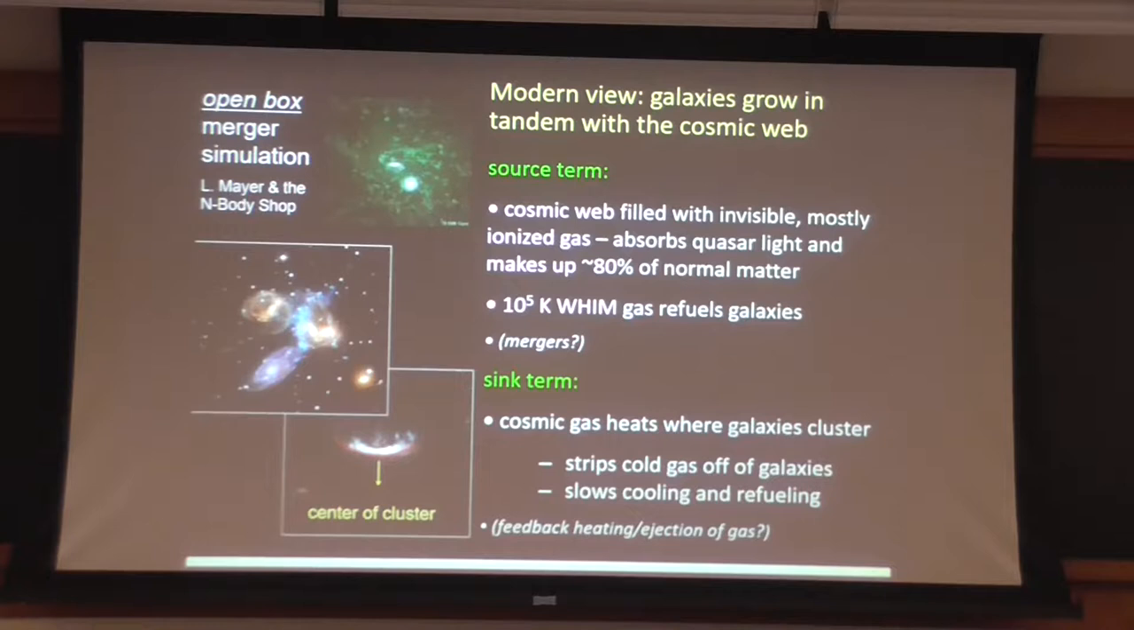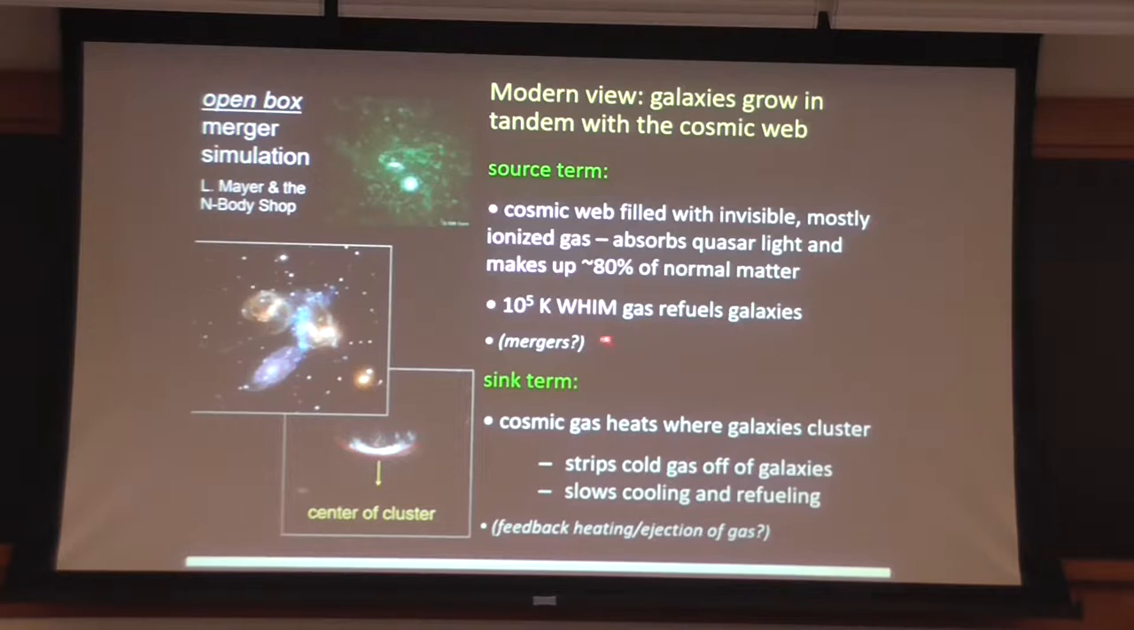So in that picture, there's the source term, which you just witnessed in the simulation: the cosmic web is filled with invisible, mostly ionized gas, which we do know is there. It absorbs quasar light and makes up 80% of normal matter, we think. But it's basically invisible, and it's 10^5 Kelvin WHIM gas for the most part. WHIM stands for warm-hot intergalactic medium.